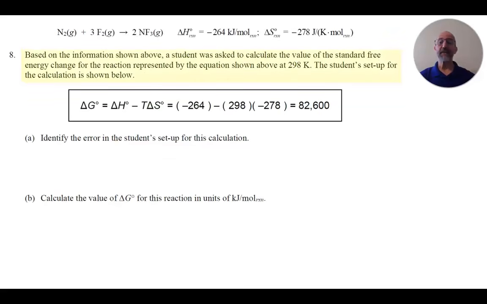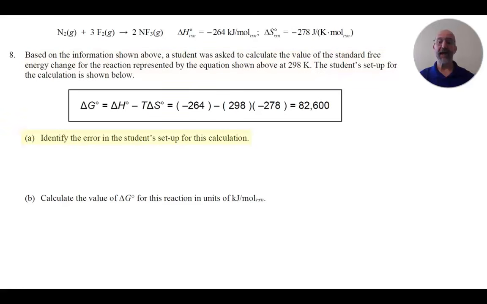Question 8 says, based on the information shown above, a student was asked to calculate the value of the standard free energy change, or delta G, for the reaction represented by the equation shown above at 298 Kelvin. The student's setup for the calculation is shown below. So we can see what the student did. Delta G equals delta H minus T delta S. So their delta H is negative 264. The temperature is 298. The delta S is negative 278. And so they got a value of 82,600. You probably know what the student did wrong.